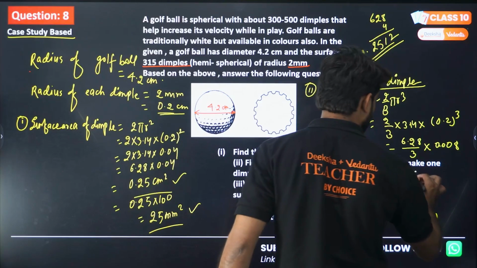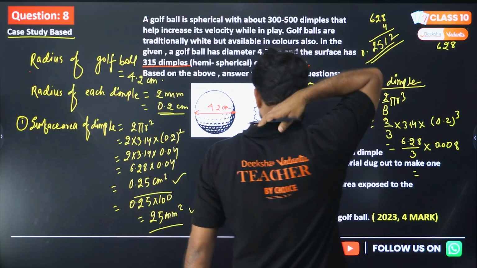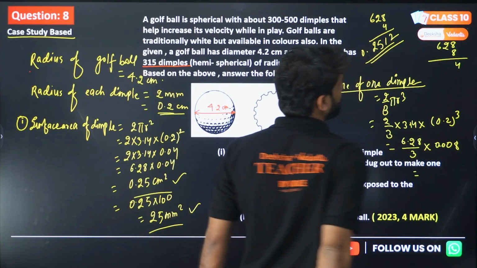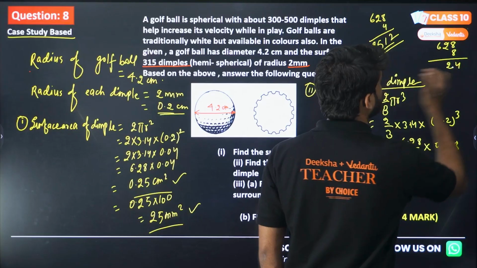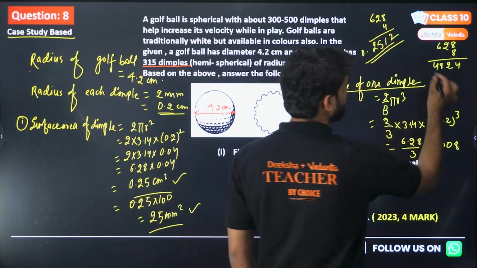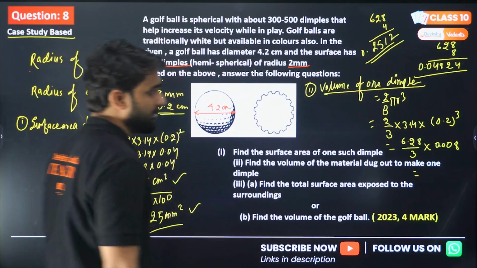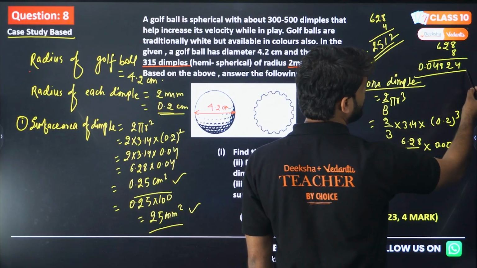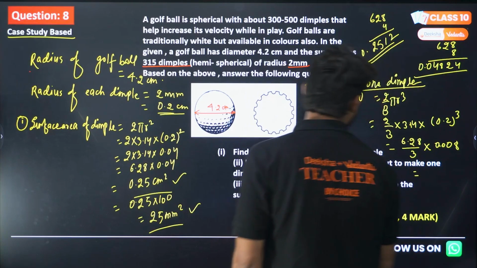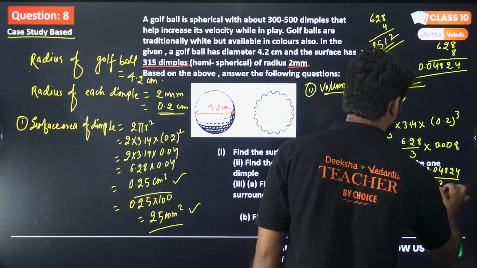While multiplying, solve this. So multiplying 628 by 8, we get 5024. So 3 plus 3, 6 decimal digits will be there, and now multiply, this will be 0.05024 divided by 3. This will be the answer, whatever.